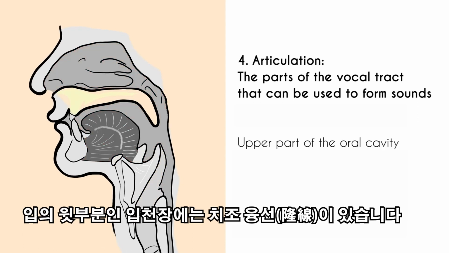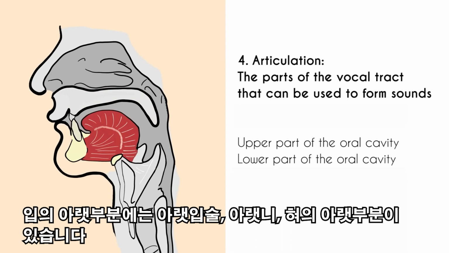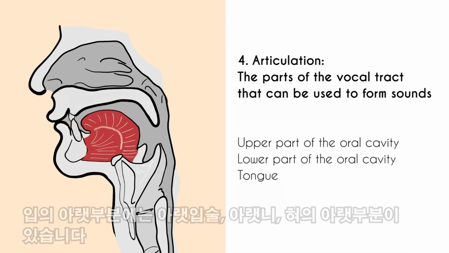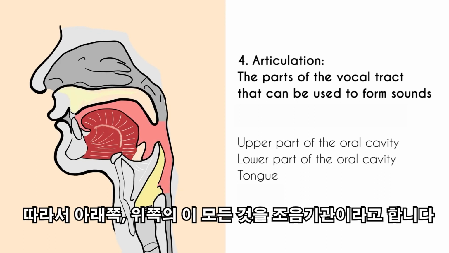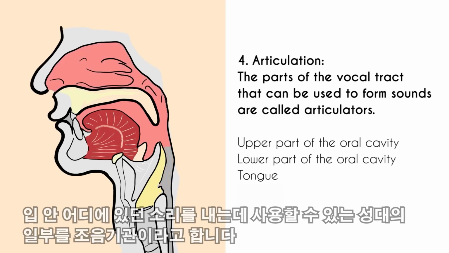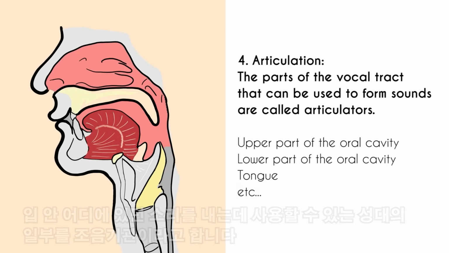For example, you have your alveolar ridge, your hard palate. So this is the upper part of the mouth. The lower part of the mouth, which is your lower lip, lower teeth, and the different parts of the tongue, they can also engage in the production of sounds. So all of these, the lower ones and the upper ones, are called articulators. Parts of the vocal tract that can be used to form sounds are called articulators. Not just in the mouth, anywhere.